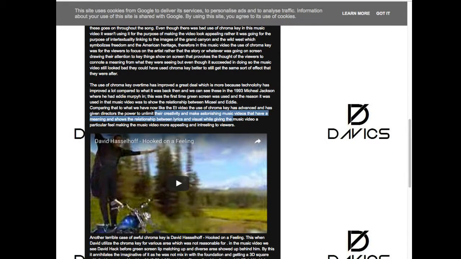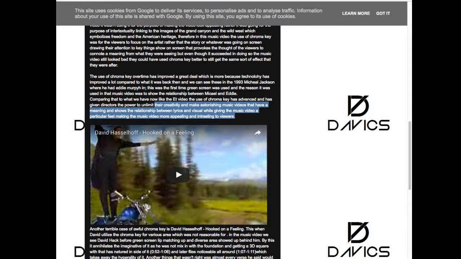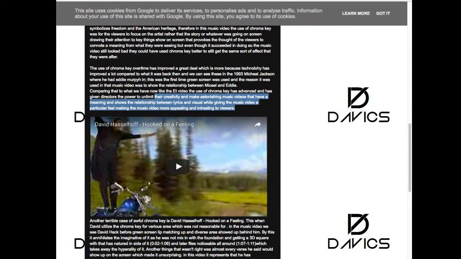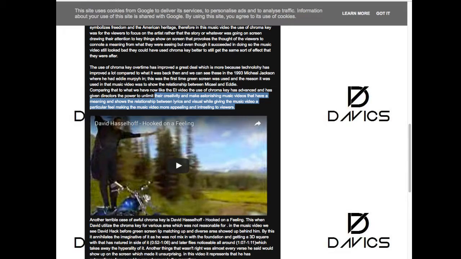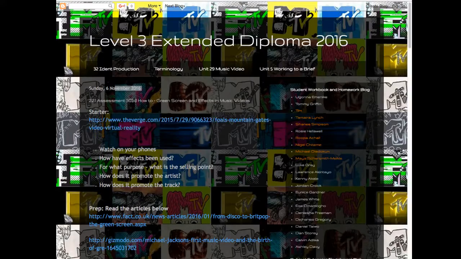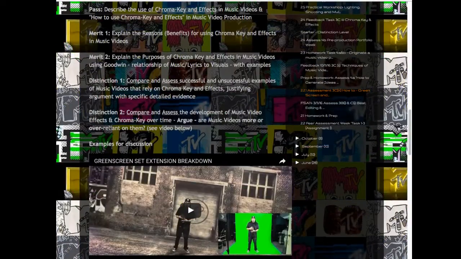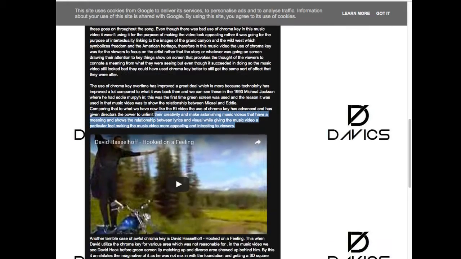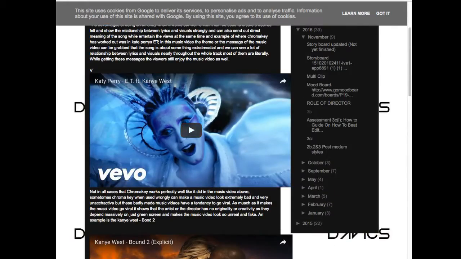So you've talked about how it's advanced, it's creative. Yes, but it's not really the argument that we needed, which was are music videos now more or over-reliant on green screen, which is the actual justification. Now remember, you can't hit that until you've done the compare of good examples and bad examples, explaining why they're good and bad, and obviously talking about this in a bit more detail of what is it in the video that relates to on screen. So, alien, that type of stuff.